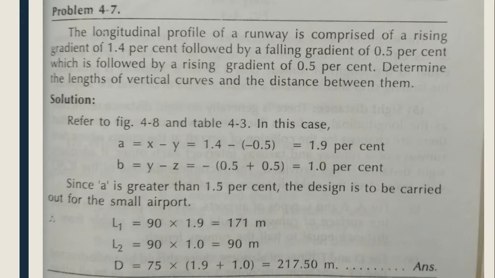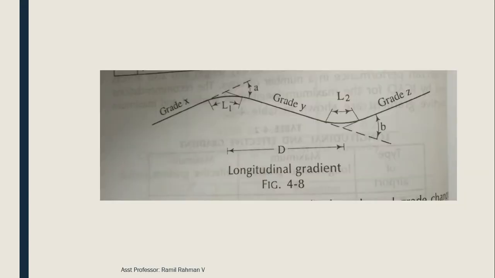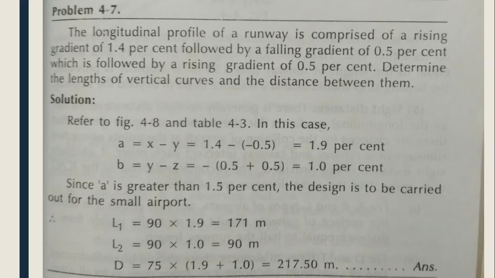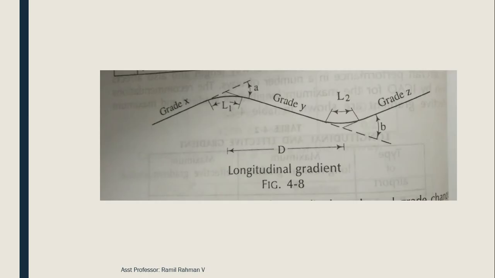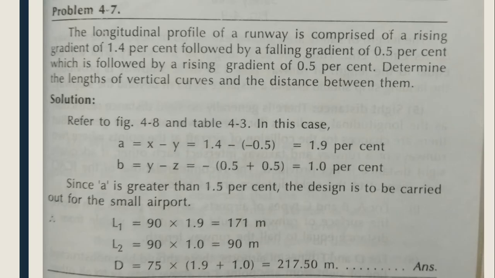So L1 is equal to 90 into 1.9, that is equal to 175 meters, and L2 is equal to, that 90 is from small airport, L2 is equal to 90 into 1, that is equal to 90 meters, and D is equal to, as using the formula 75 into A plus B, that will become 75 into 1.9 plus 1, that is equal to 217.5 meters.